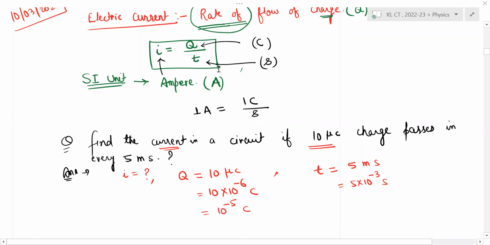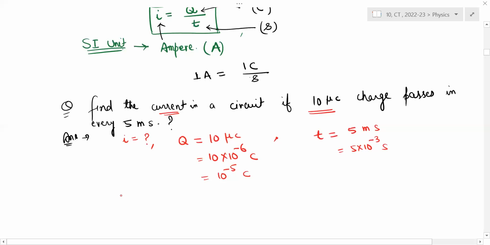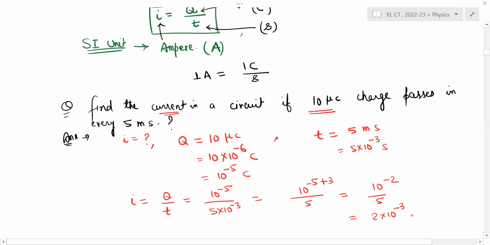So the formula we have learned is I equals Q by t. Q is 10 raised to minus 5. t is 5 into 10 raised to minus 3. If we solve, you'll get 10 raised to minus 5 plus 3 upon 5, meaning 10 raised to minus 2 upon 5. If you solve, you'll get 2 into 10 raised to minus 3 ampere. Is it clear for all of you?